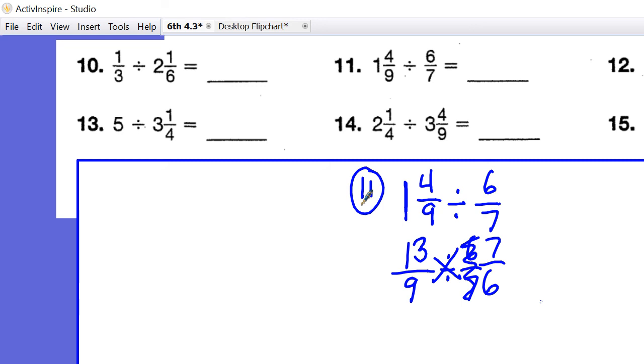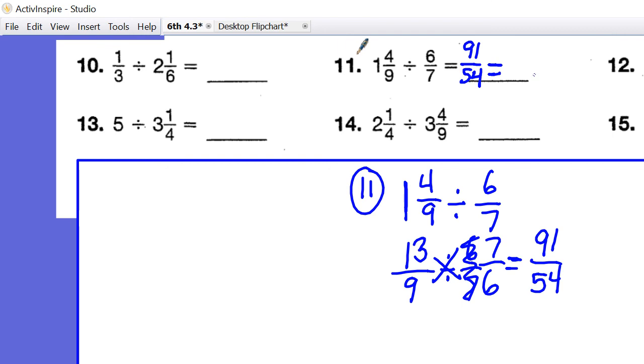And then I look for things that simplify, and 6 and 13 don't share a factor, and 9 and 7 don't share a factor. So actually what I have to do now is multiply 7 by 13 to get my numerator, and 9 times 6 to get my denominator. 7 times 13 is 91. 9 times 6 is 54. And as an improper fraction, the answer is 91/54. And a lot of kids write that, and if you ever do write that on the line, that's okay. Just write it to the left, 91/54.